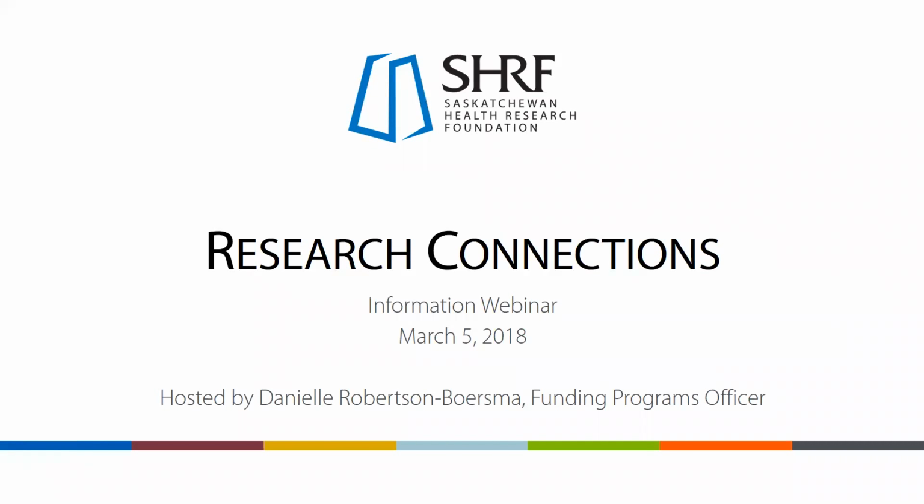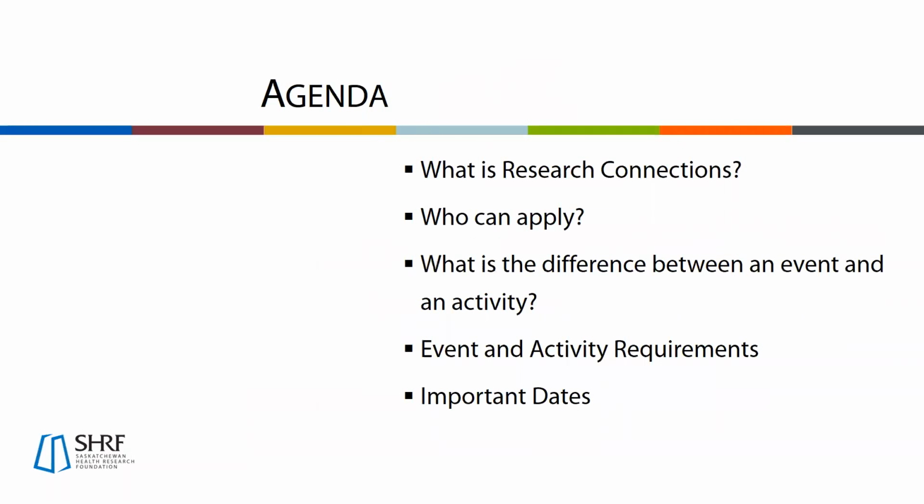Just looking at what's going to be happening today. Regarding our agenda, I'm going to go over what is Research Connections. This is the first webinar for Research Connections, and since its update last year, I want to give a little bit of an overview. Then we'll go into who can apply, because this is a bit different than some of our other grants that we offer at SHRF. I'll go into the difference between an event and an activity now that we've introduced the activity. Looking at those requirements for each of the applications, and then finally important dates. And within this, I'll also be giving examples of previous applications and who we've funded, and also examples when it comes to the matching funding and everything like that.